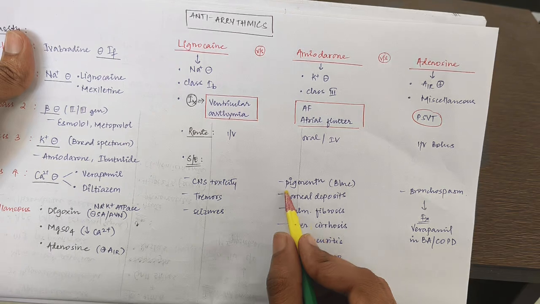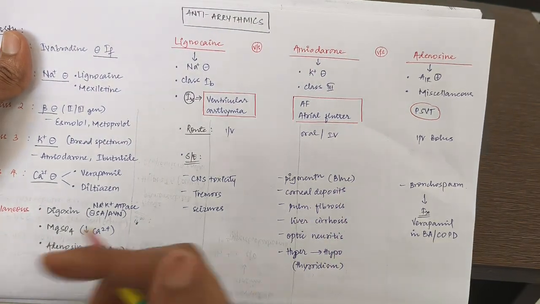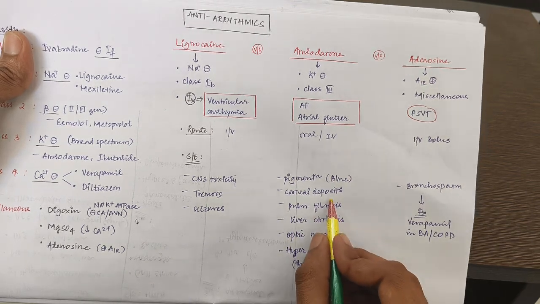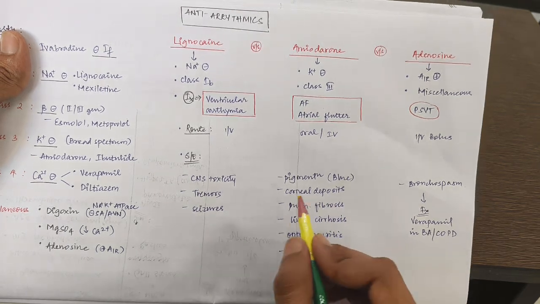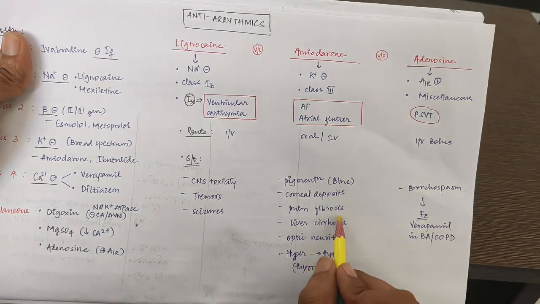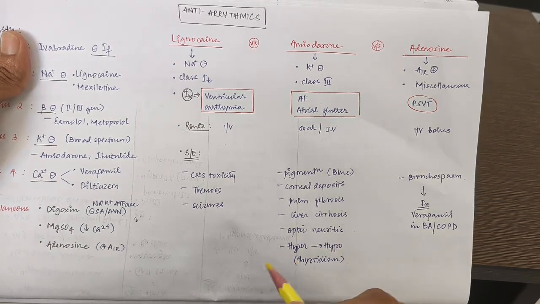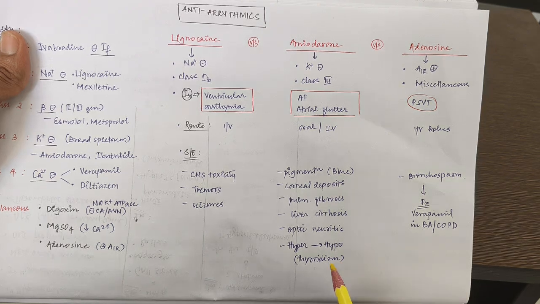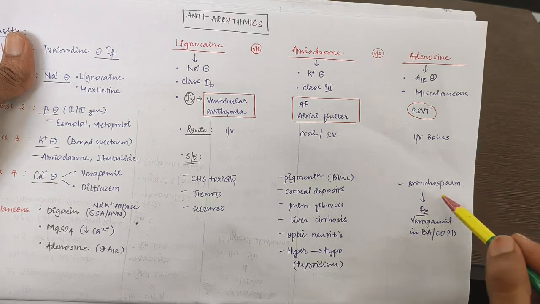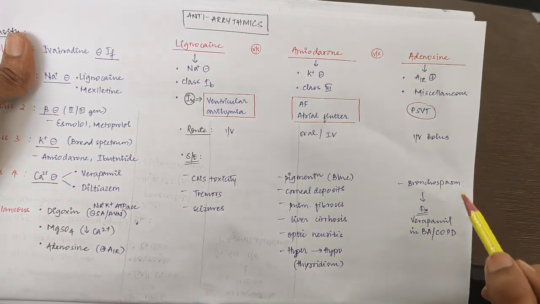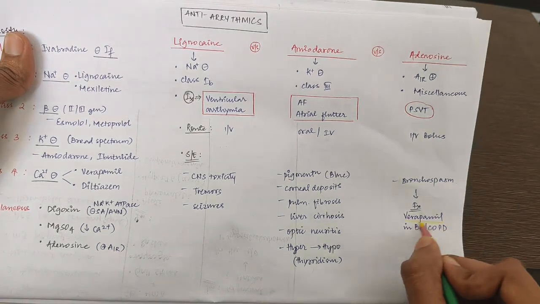Amiodarone has pigmentation of the eyes or pigmentation of the body, it is called blue man syndrome. Next is corneal deposits, it will cause a side effect called cornea verticillata in the eye. Then pulmonary fibrosis, liver cirrhosis, optic neuritis and hyperthyroidism initially, and chronic treatment will lead to hypothyroidism. Next is adenosine. Adenosine has a side effect called bronchospasm. So if a patient has bronchial asthma and COPD and he precipitates PSVT, the drug of choice is verapamil. In such cases verapamil is given.